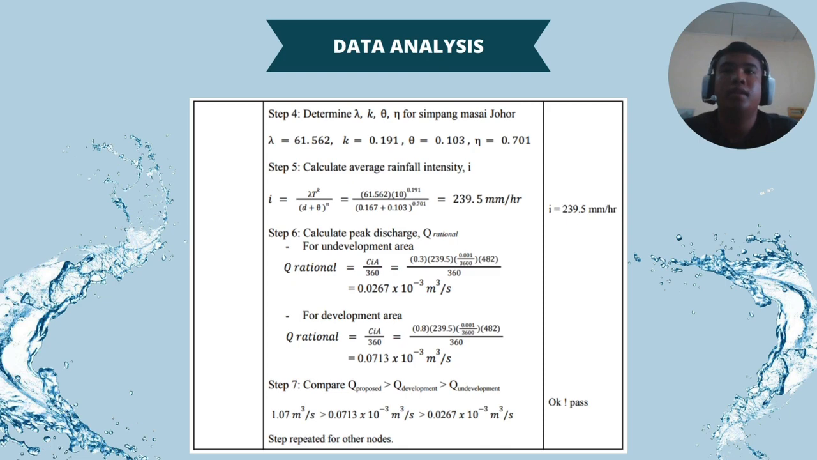For comparison, Q proposed is bigger than Q development and Q undevelopment, so 1.07 meter cube per second is larger than 0.01713 power of -3 meter cube per second and more than 0.0267 power of -3 meter cube per second. So they pass, for this drainage to support the quantity of flow rate for node 1 to 2, and the step is repeated for other nodes until the end.